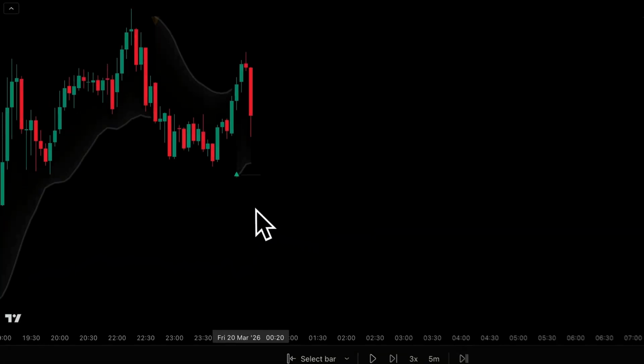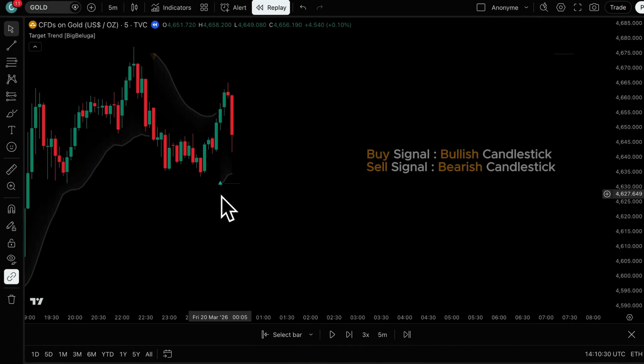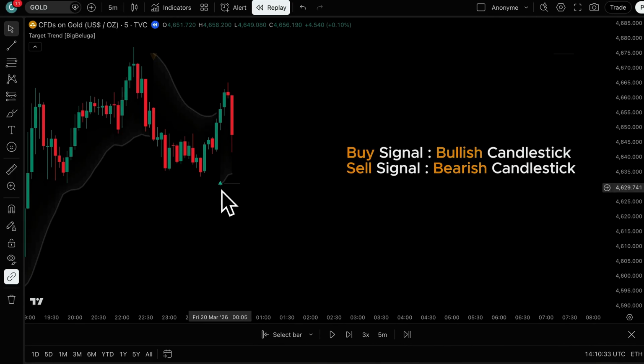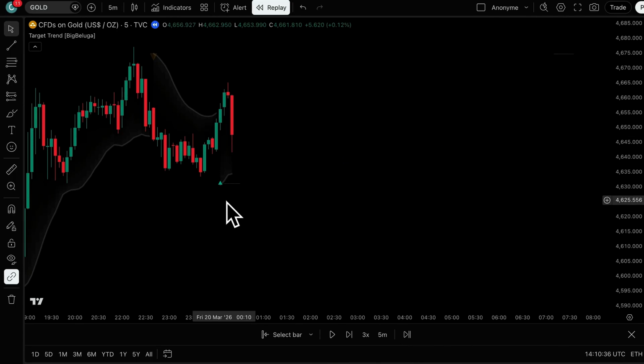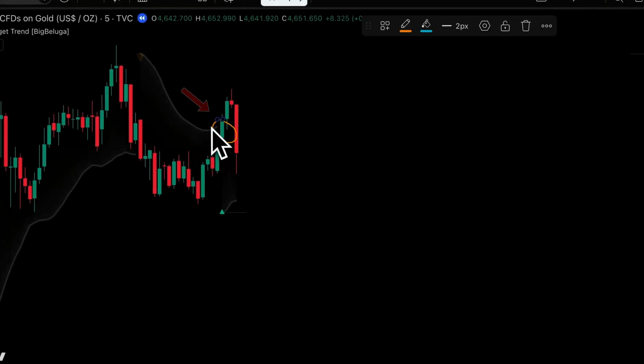The first rule to follow: when the indicator gives its buy signal, the candle giving that signal must be bullish. This candle must be in the same direction as the signal. Secondly, the market must break the gray line.